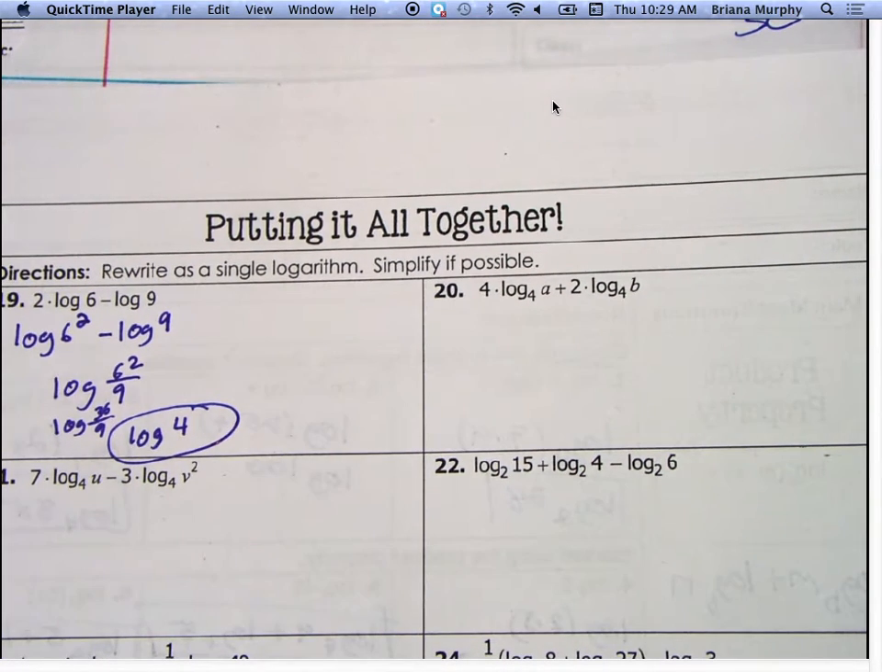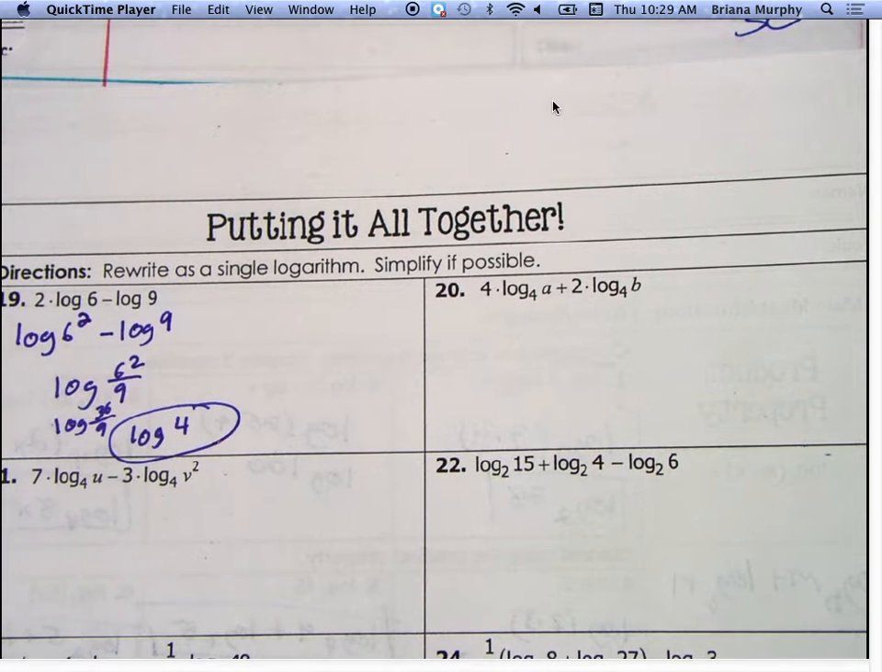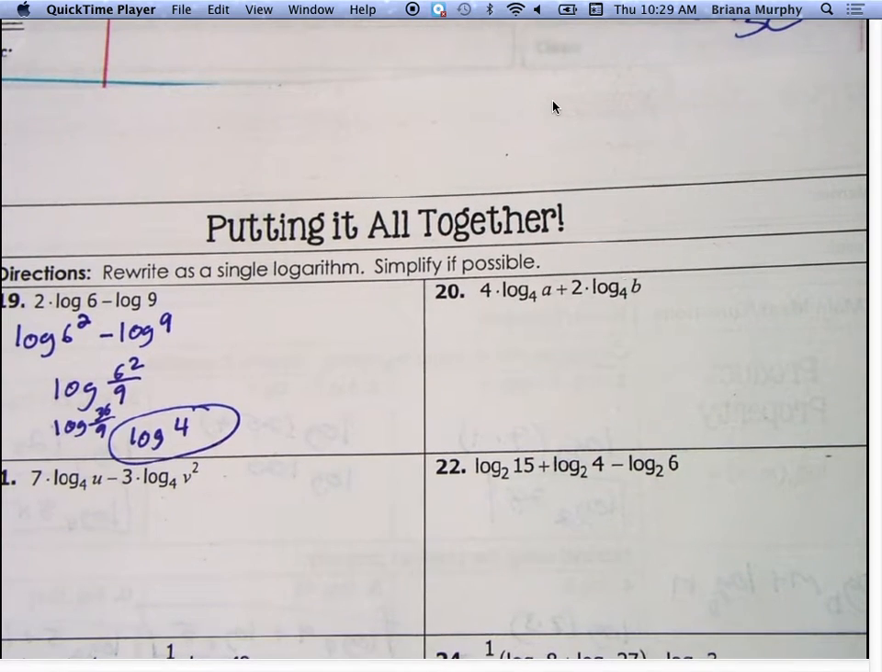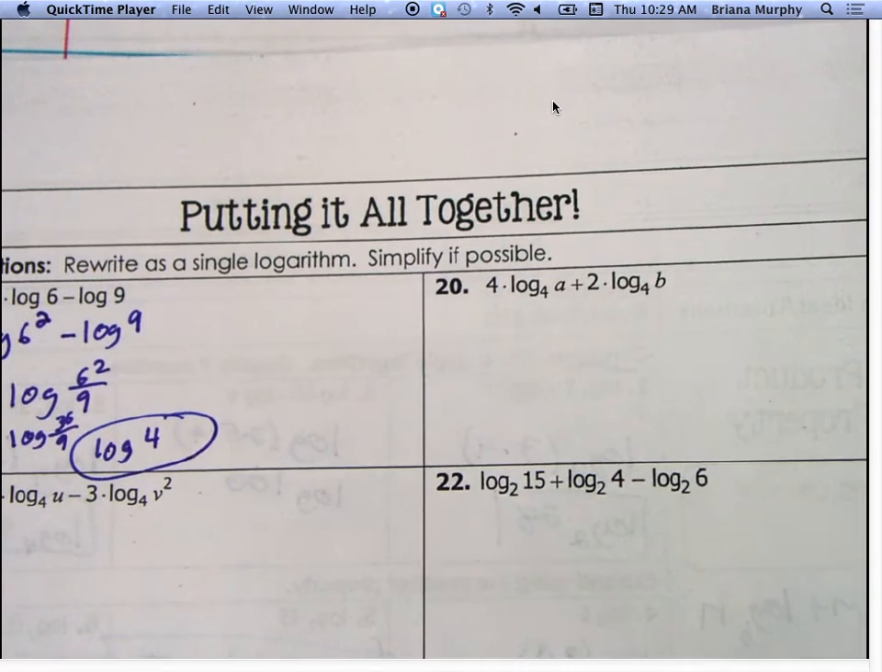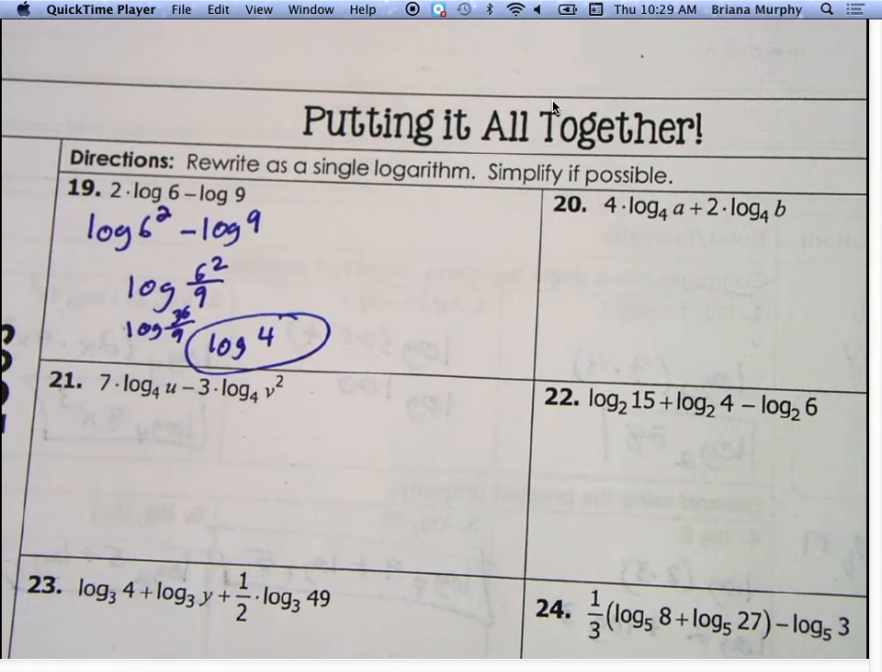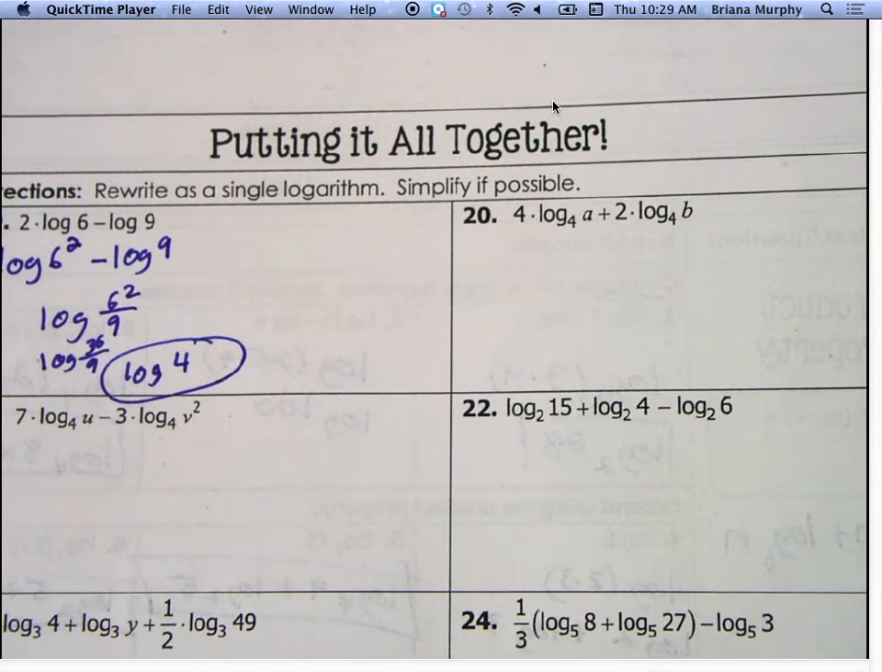Okay. We're looking at 20. Let me read the problem to you, and then you guys tell me what you're going to do first. Do you guys need it zoomed in back there? Michelle and Bree, you keep giving me squinty looks. Okay. We have 4 log base 4 of A plus 2 log base 4 of B. What properties am I going to use? Power property, and after we do that, we have an addition in there. So we're going to use the product property.